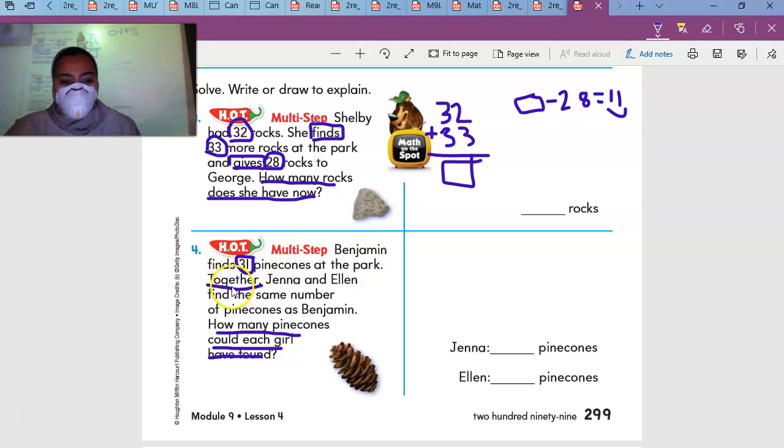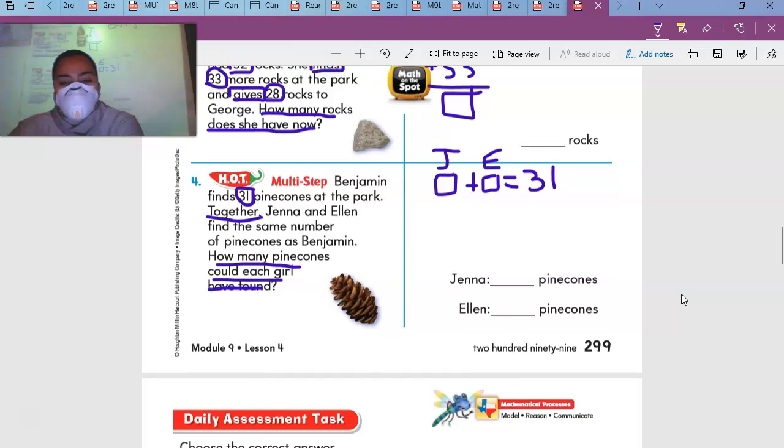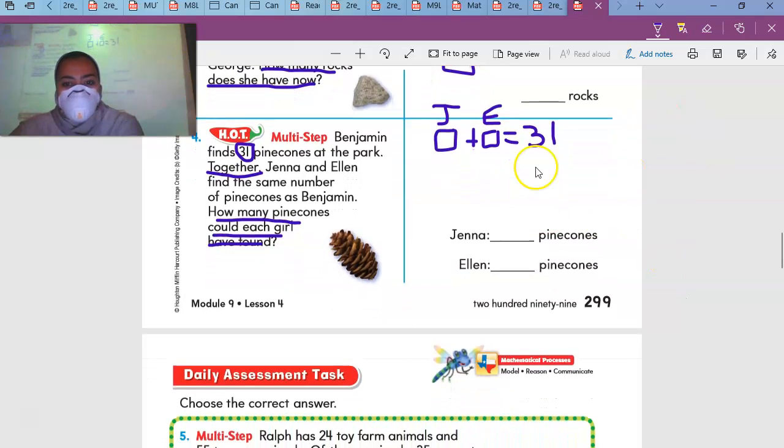Benjamin finds 31. Together, Jenna and Ellen find the same number. So if you put Jenna plus Ellen, they both found 31. They're basically asking, if both of them found 31 together, that means if you add both numbers, they get 31. So the first empty box would be Jenna, and the second empty box would be Ellen. That's why I wrote a J and an E on top of each empty box. Now we need to find out what plus what is 31.